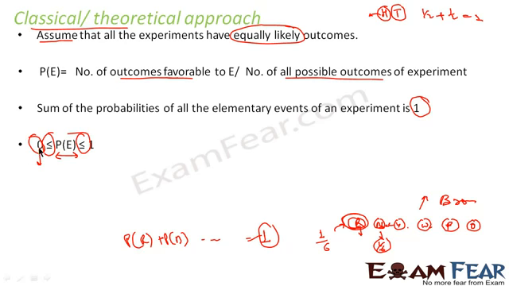So when the probability of any event is 0, that means it is an impossible event. And when it is 1, it is a sure shot event. We'll discuss all this, but just understand that the probability is always greater than or equal to 0 and less than or equal to 1.